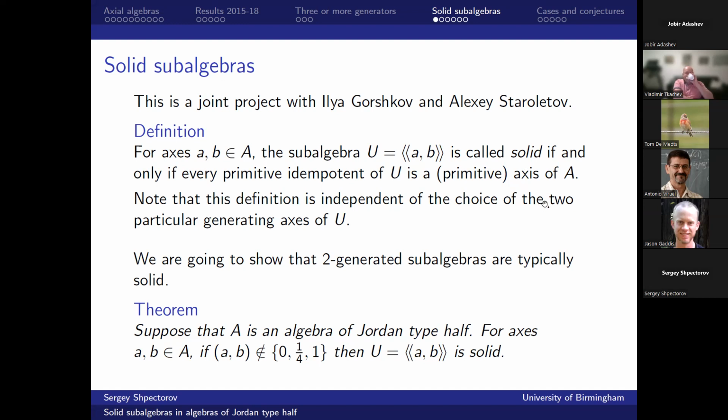So what is this about? Let's suppose we have an algebra of Jordan type half, called A, and we have axes a and b. Then we look at the subalgebra that a and b generate. This is a small algebra of dimension no more than 3. And we call it solid if and only if every primitive idempotent in U is a primitive axis in the entire big unknown algebra A.